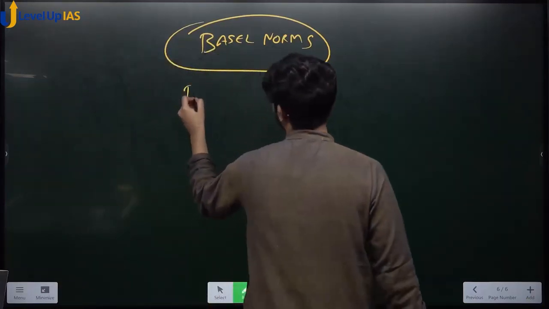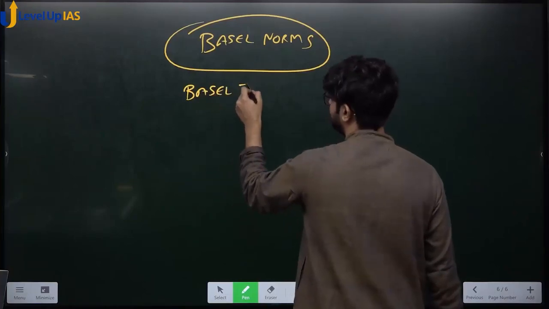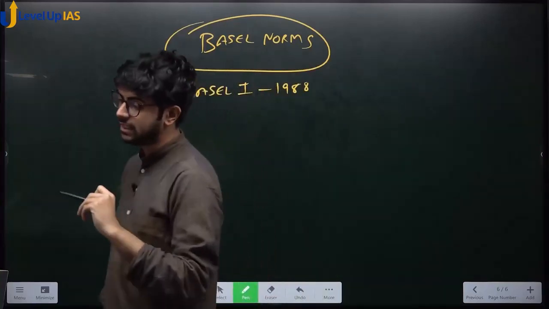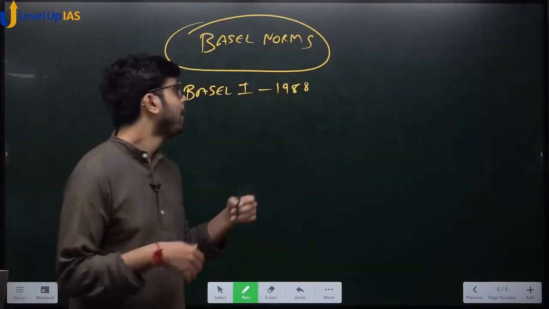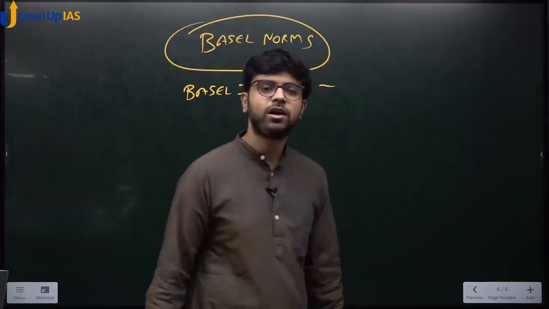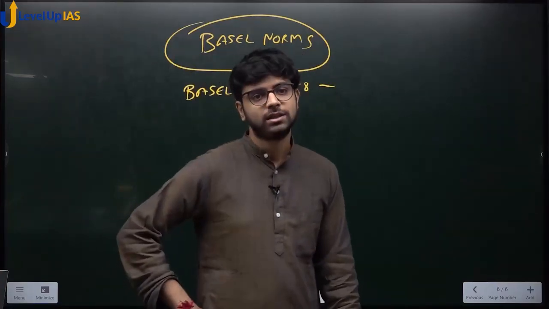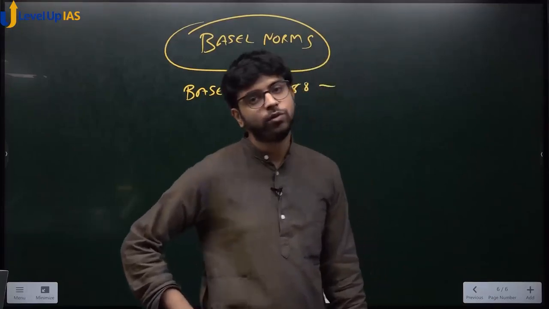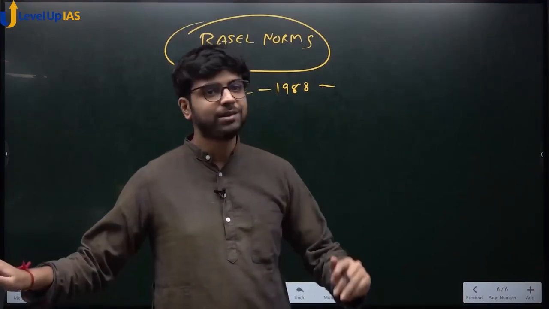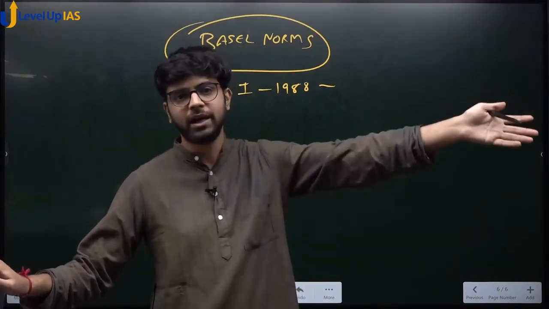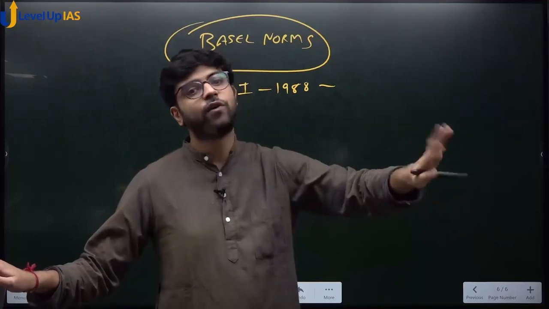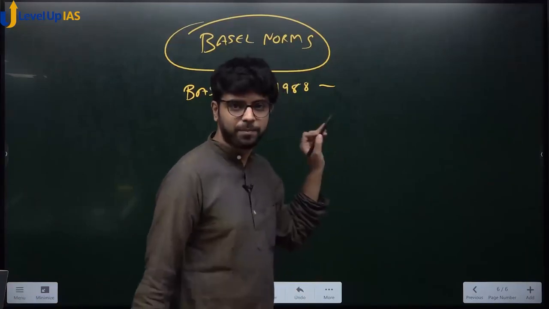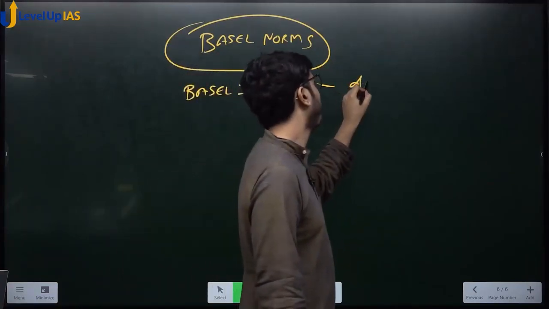See, Basel 1. The first time the rules were introduced was in 1988. Okay? Now they focused on mitigating default risk. What do you mean by default risk? What do you mean by a defaulter? Someone who doesn't fulfill his obligations. So when you as a bank give a loan to someone, if he is not repaying it, he becomes a defaulter, which means he is defaulting on his loan. Understood? Defaulting means not paying. So in 1988, Basel 1 focused on how to mitigate default risk. Understood?